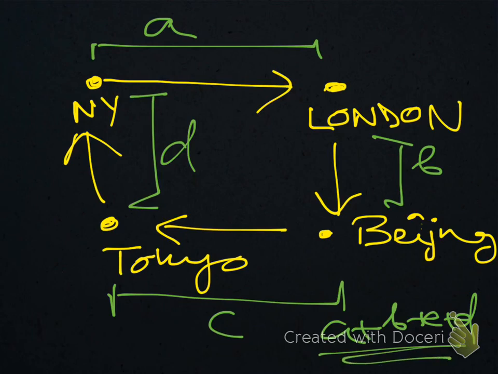But what is the displacement? The displacement is 0, right? Because he came back to where he started. So the displacement is 0 for the person. So this is the difference between distance and displacement. I hope it is clear.